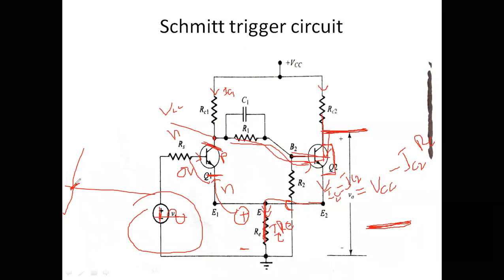Therefore, when the input voltage reaches greater than the drop across RE, suppose the drop across RE is 3 volts, let us assume 3 volts. Then the input voltage must be greater than 3, and there will be some forward voltage drop here also, because it is a diode. To turn on this diode, you have to apply 0.6 volts. Therefore, the input voltage must reach greater than 3.6.